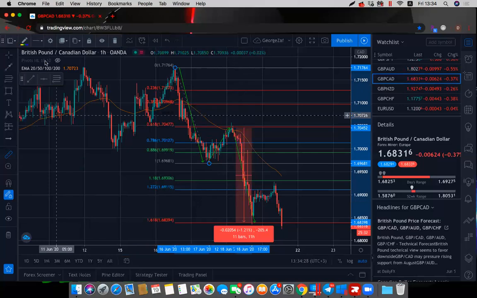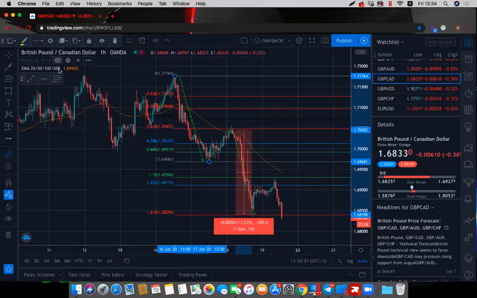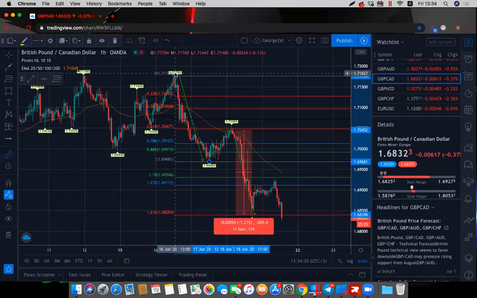And if you want also to use the pivot, it gives you the highest high, lowest low, and boom. You see? Also, you see the price ranges that will help you identify the perfect entry point.